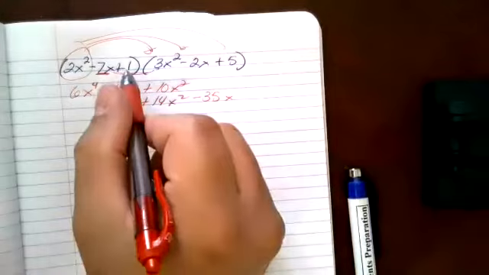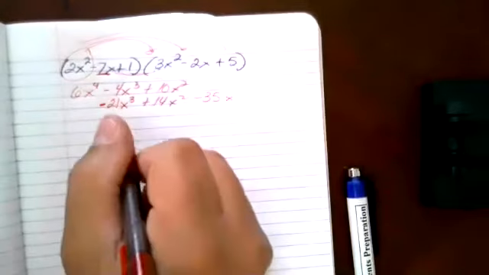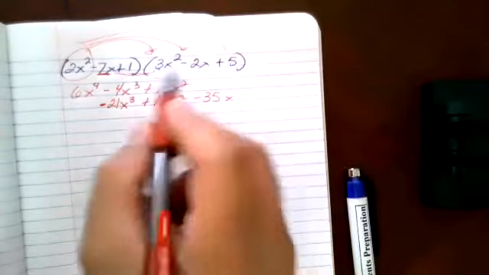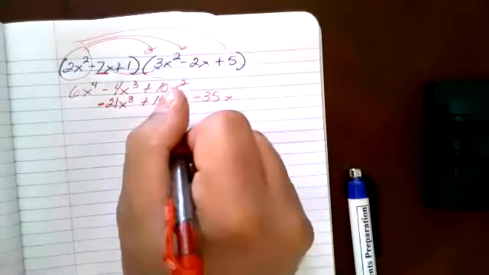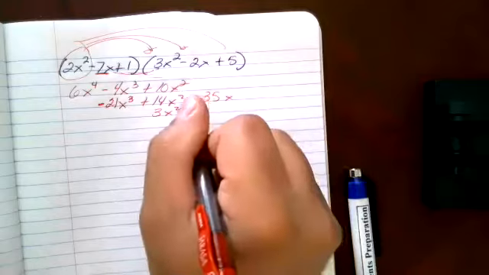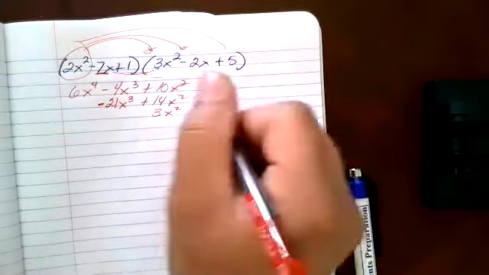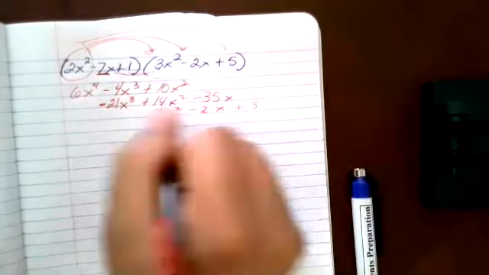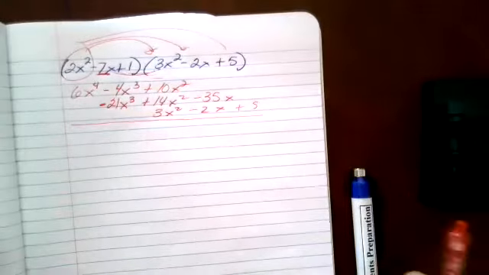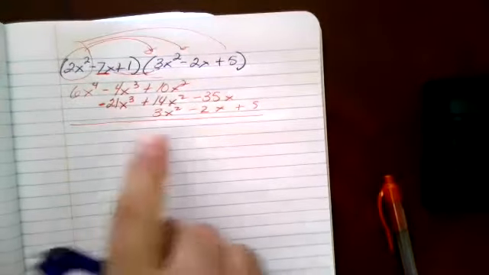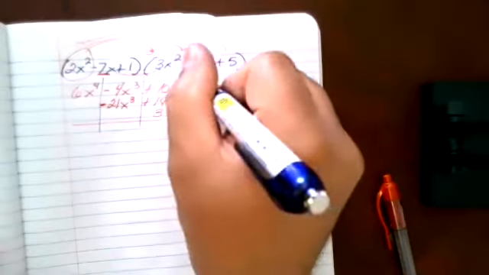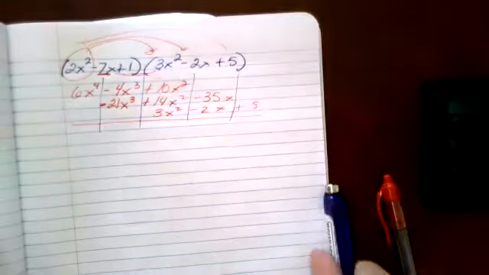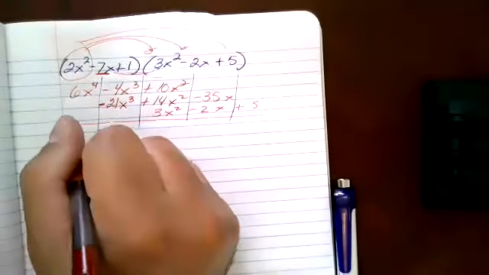And now when I multiply my 1, I'm going to do the same thing. I'm going to line them up. 1 times 3x squared is 3x squared. And 1 times -2 is -2. And 1 times 5 is 5. So normally we would just have these in a long line, but this way I have them so they're all vertically lined up. All my like terms are together.